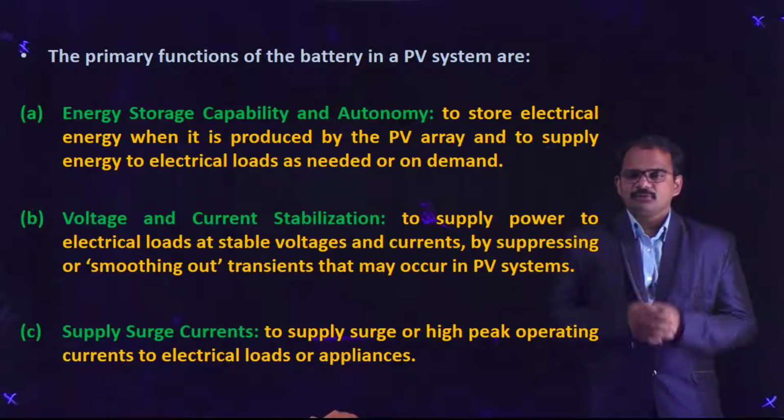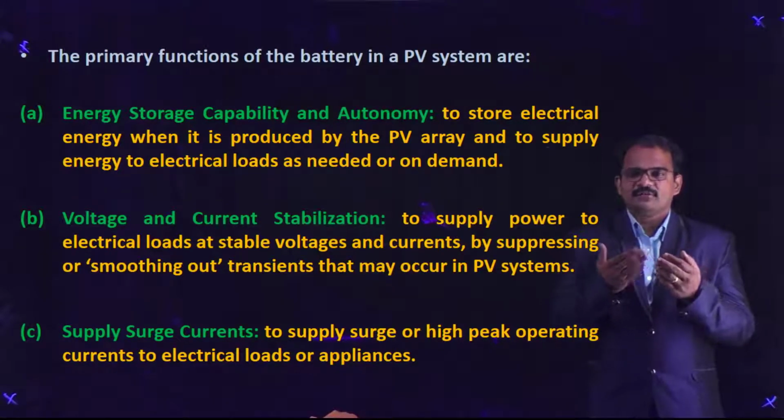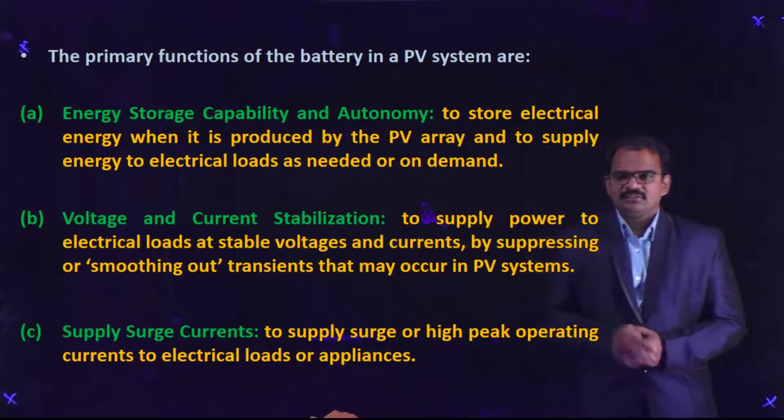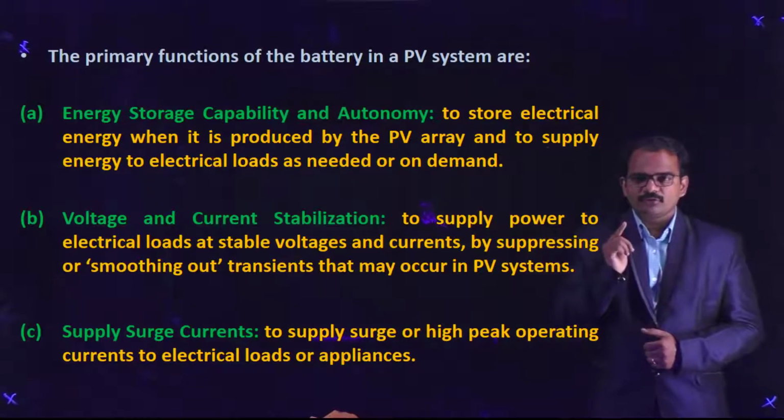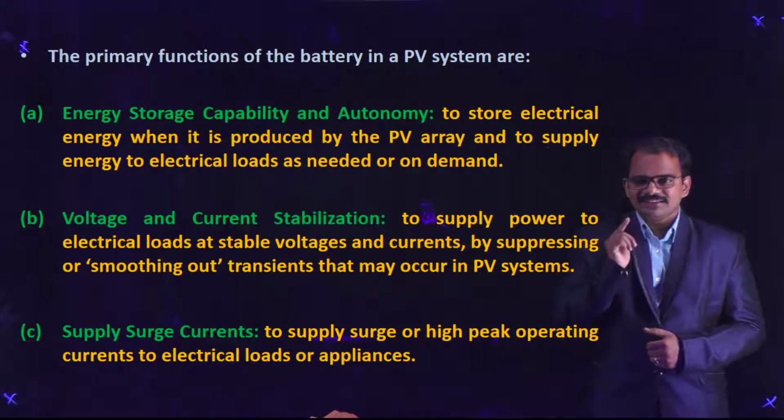So for example, for tomorrow or day after tomorrow, if we don't have solar power generation, then we can use it from the batteries, from the previous day's storage. It is the first and foremost advantage of using batteries in solar PV systems.